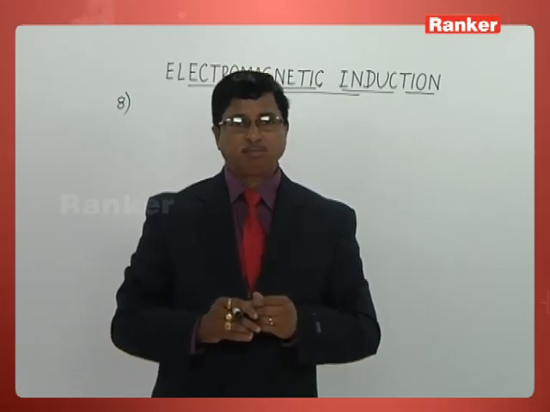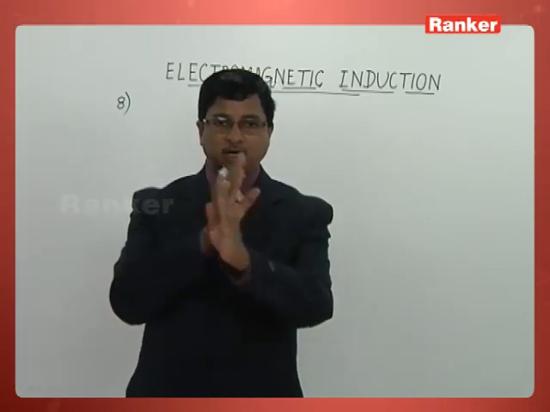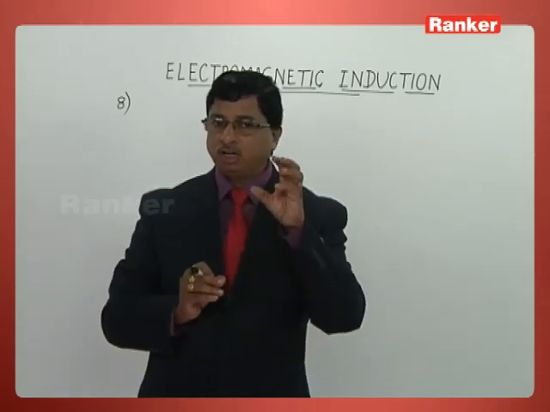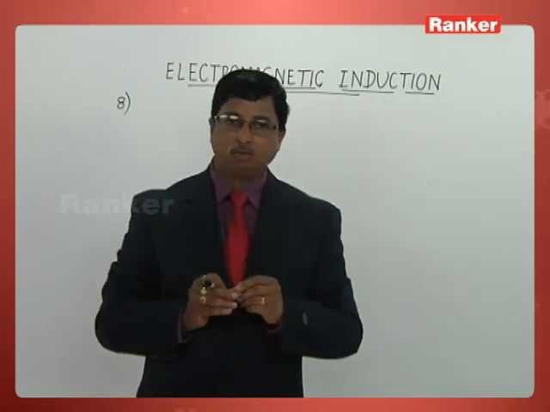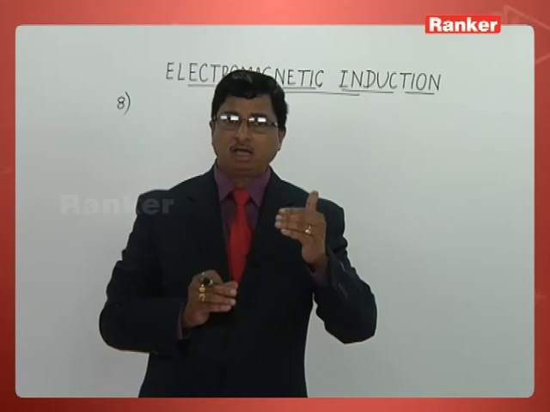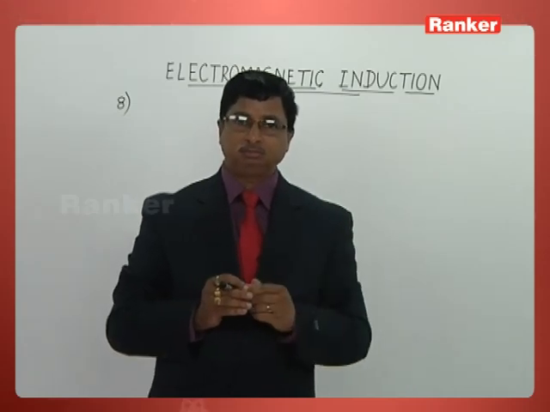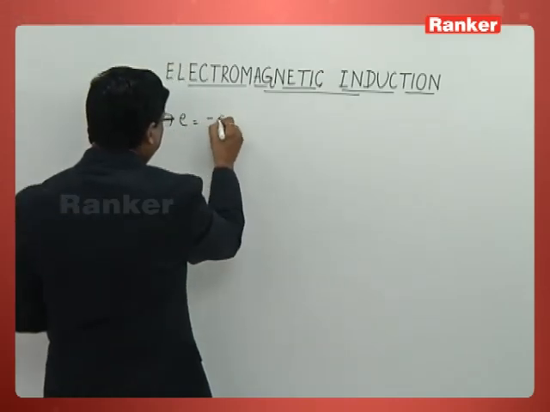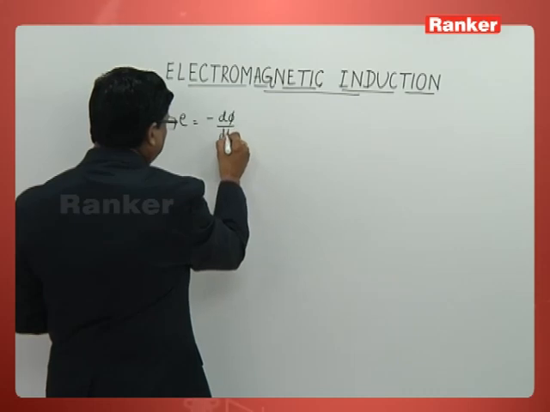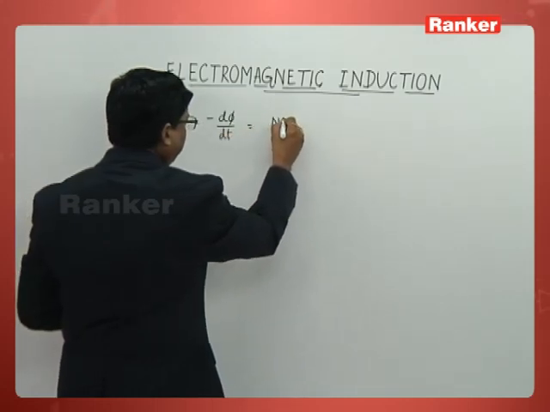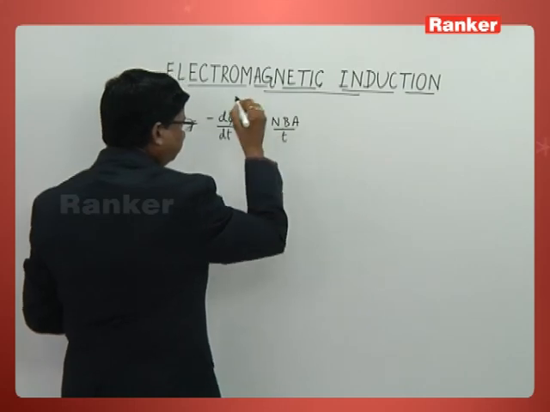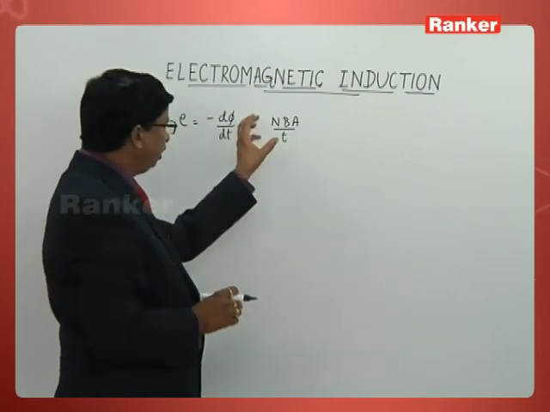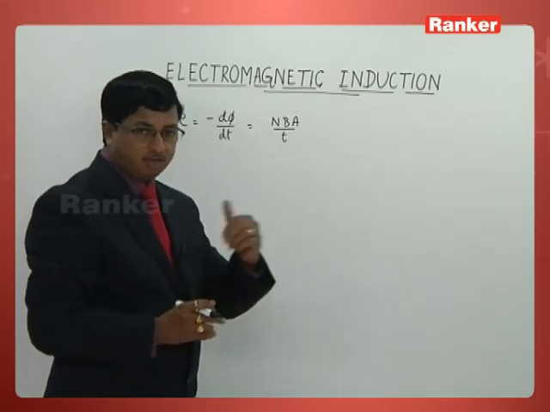Once again I repeat, when the coil is rotated by 180 degrees, as I have explained earlier also, the change in magnetic flux becomes doubled. So you can directly write E, being minus d phi by dt, as NBA by T. And what is this N over here? Number of turns, B the magnetic induction, A is the area of the coil, fine.